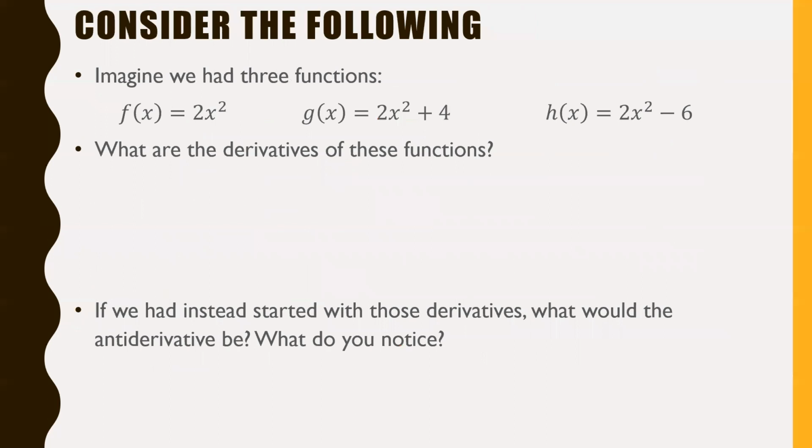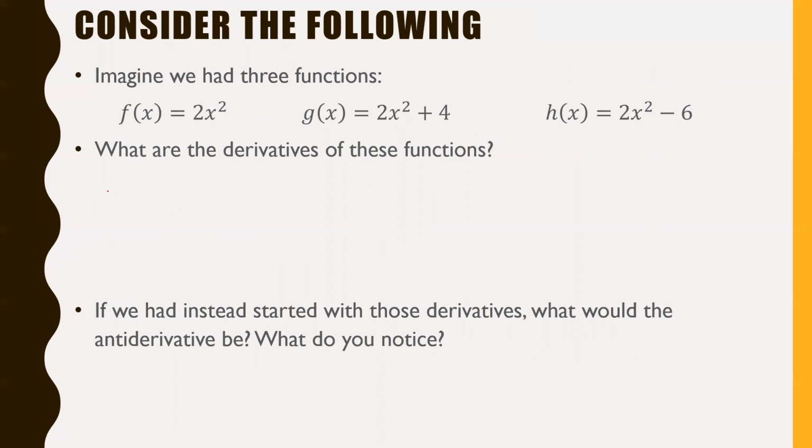Let's move on. So let's consider the following here. Imagine we had these three functions, f of x, g of x, and h of x, and they're all pretty similar. They all have a 2x squared in them, but g of x has +4 and h of x has -6 attached. What are the derivatives of these functions?